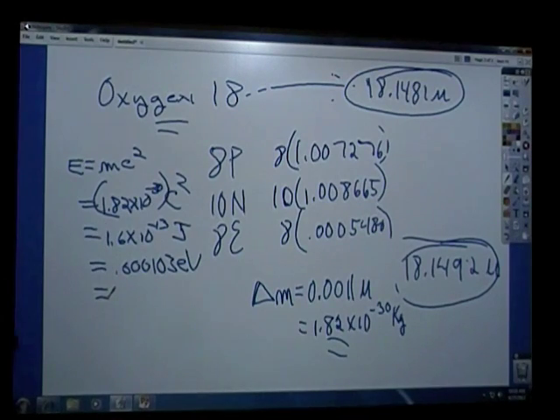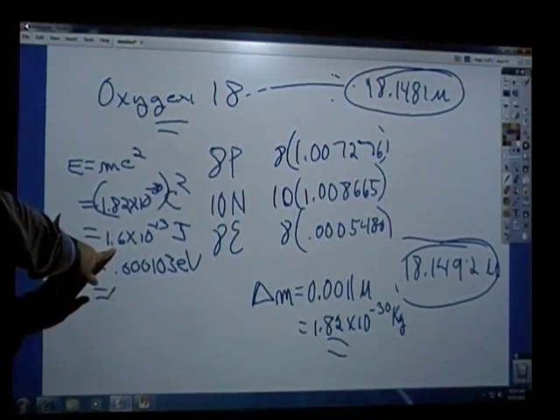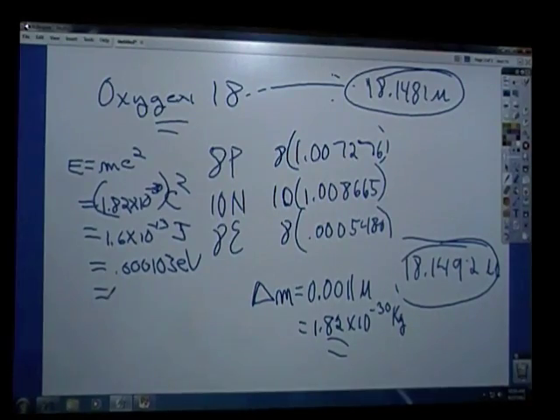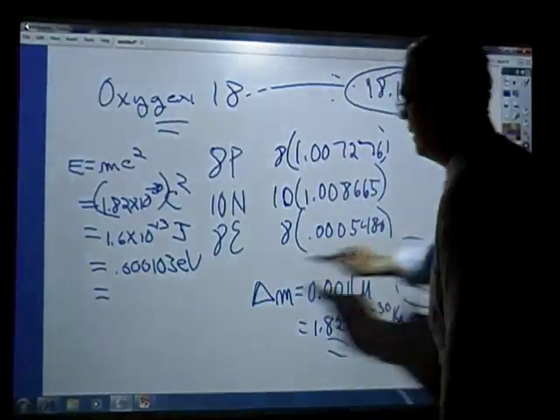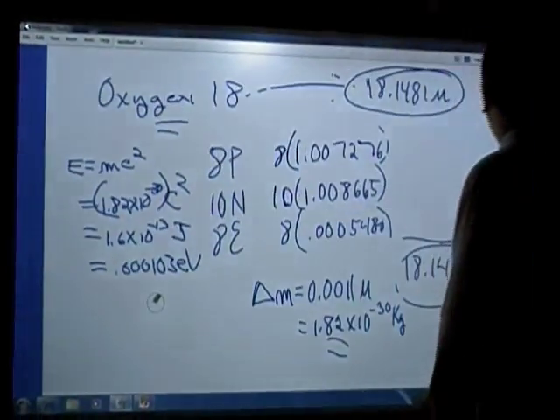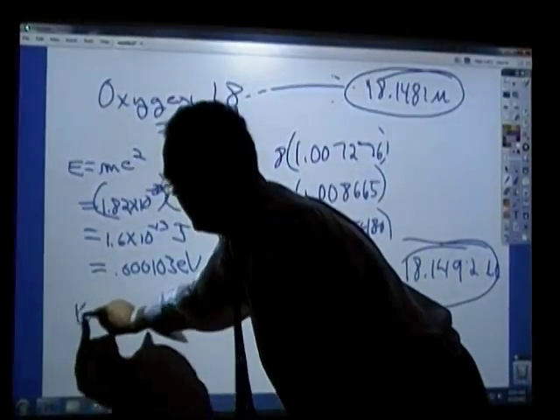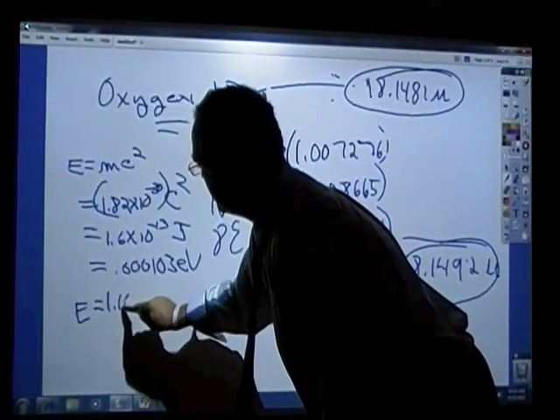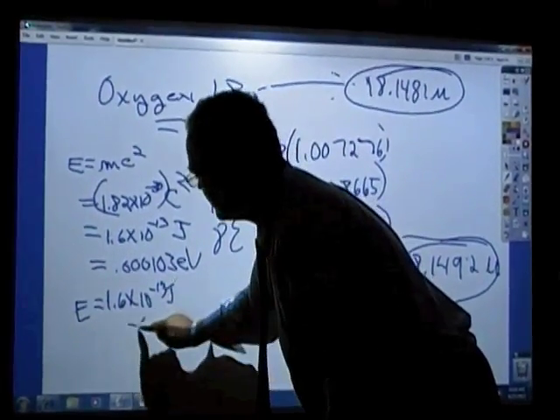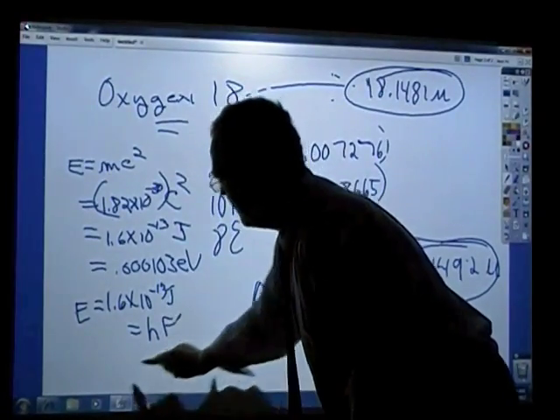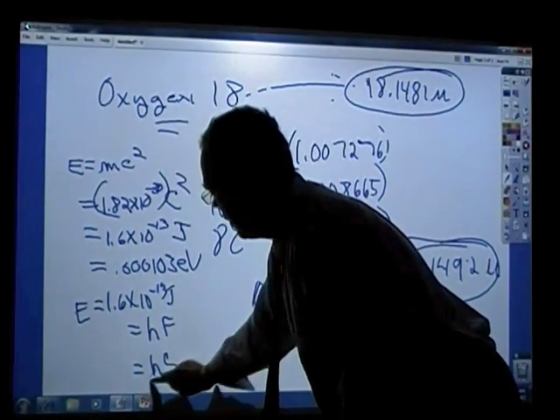So the question is, we're going to shoot a photon at it to blow it up. How much energy does that photon need? It needs that much energy. What's the wavelength and frequency of that photon? We would have to say E equals 1.6 times 10 to the minus 13 joules. That has to equal hf. That has to equal hc over lambda.